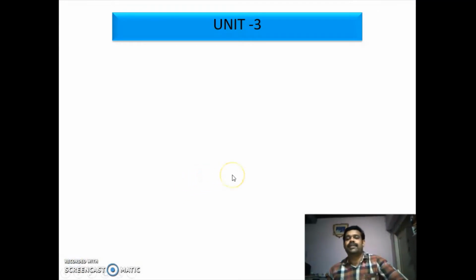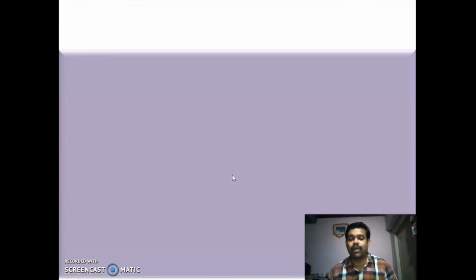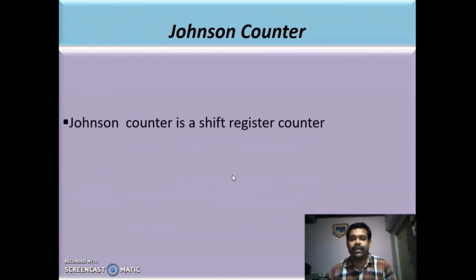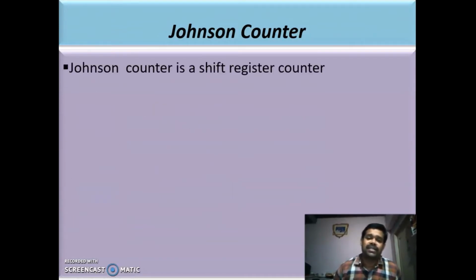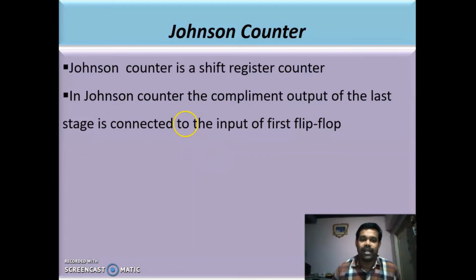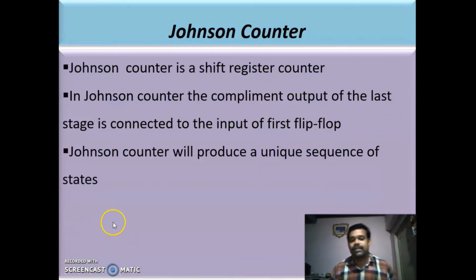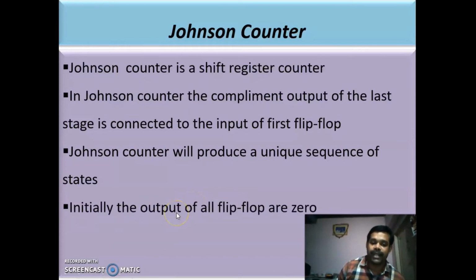Next we are going to see shift register counters. First we are going to see the Johnson counter. Johnson counter is a shift register counter. In Johnson counter, the complement output of the last stage is connected to the input of the first stage. So how are you connecting? In Johnson counter, you are connecting the complement output of the last stage to the input of the first stage. Johnson counter will produce a unique sequence of states.